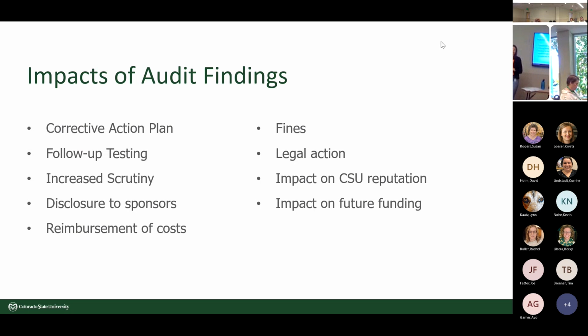And then impact on future funding. So depending on what the finding is, they could prohibit CSU from getting funding from an agency for X number of years.